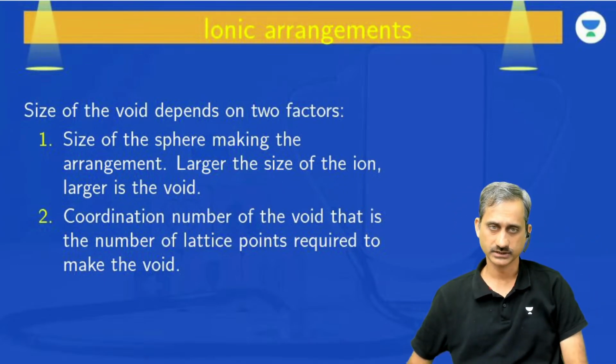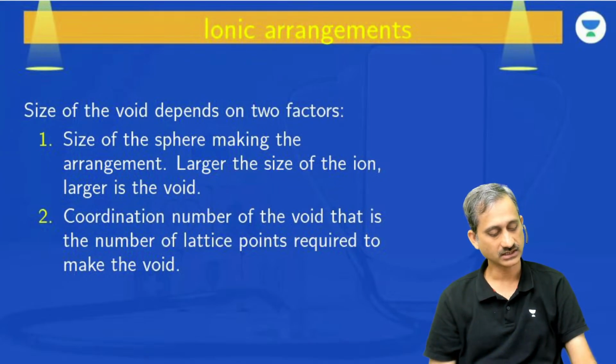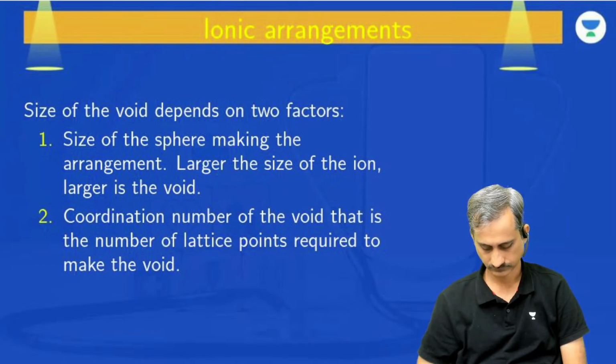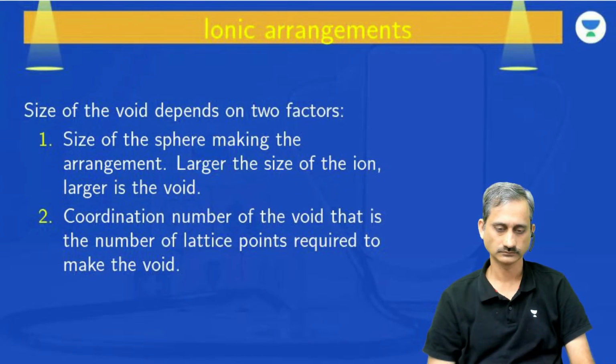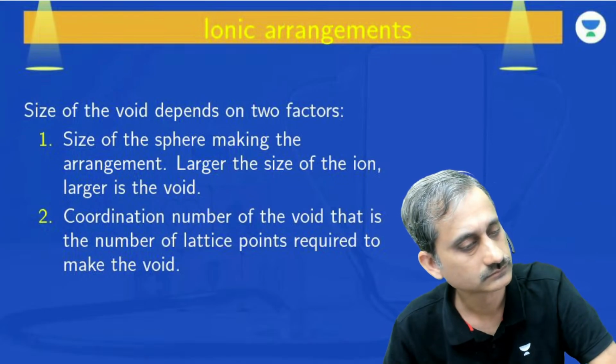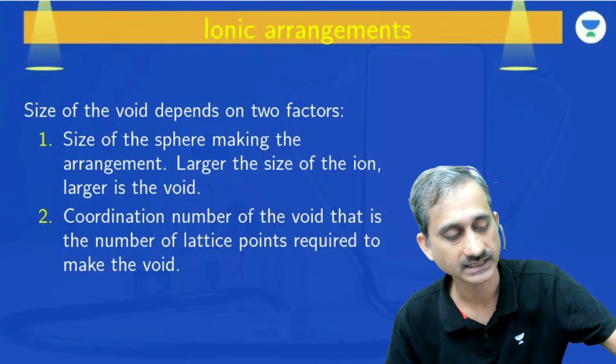And then we talk about the coordination number of the void. That is the number of lattice points surrounding the void. How many lattice points are there which create the void? Is it clear? So more are the particles creating the void, larger would be the size of the void, as you can very well see here.